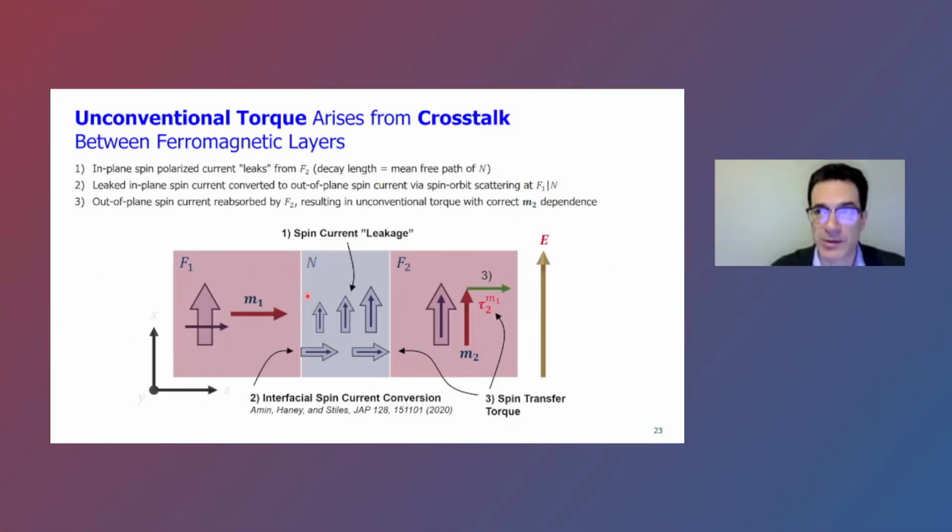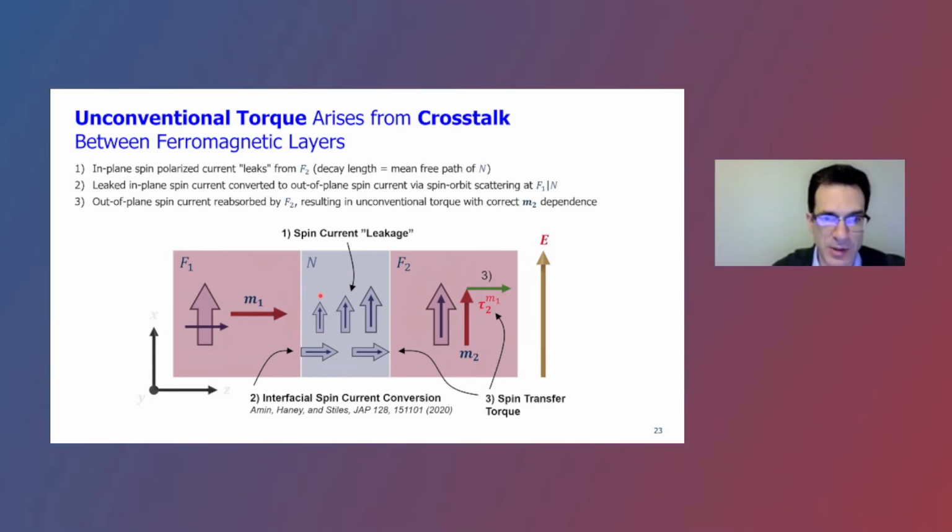How does that happen? So here is the mechanism that we propose to explain this. So here we recall that because there is a spin polarized current flowing in layer 2, and the normal metal layer is not large compared to the mean free path, this current leaks out into the normal metal, and it can reach the interface with the other ferromagnet, and that interface has spin-orbit coupling, and it can transmute spin current into different components.